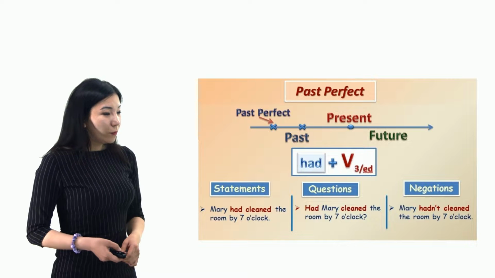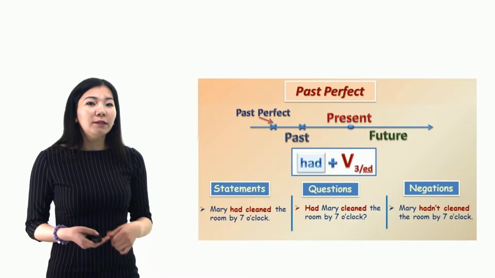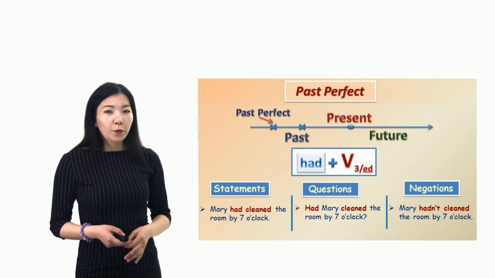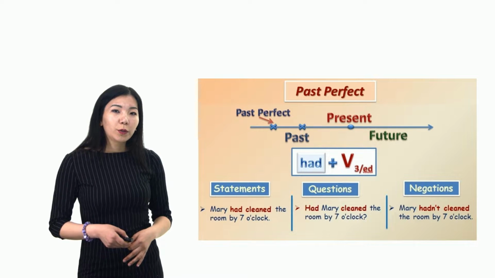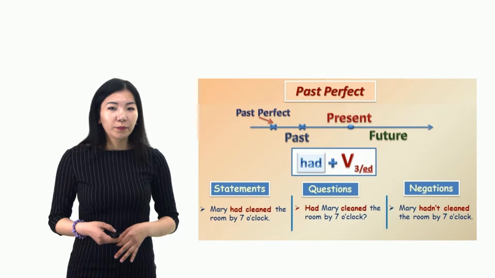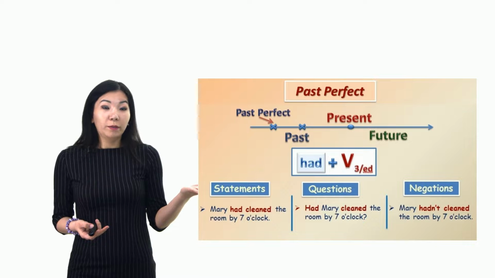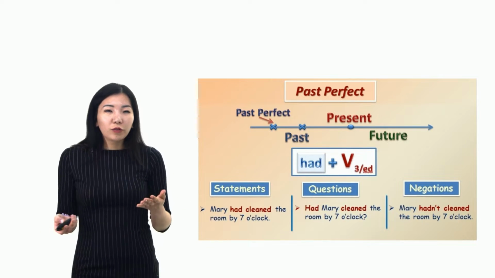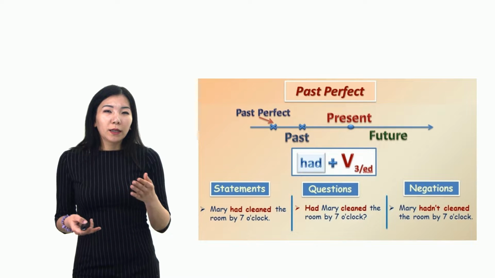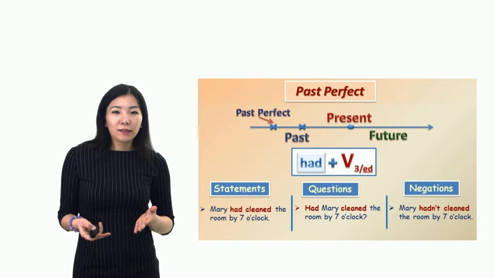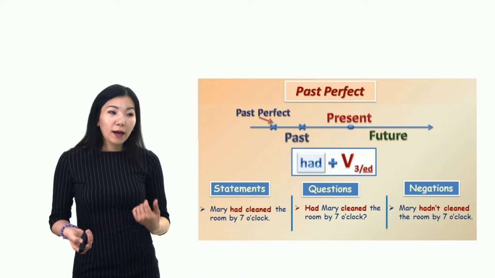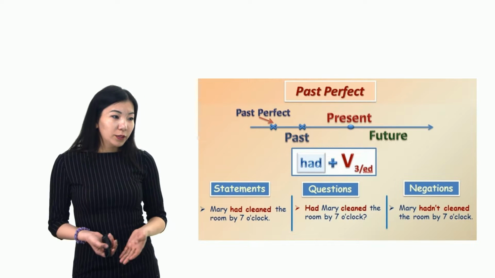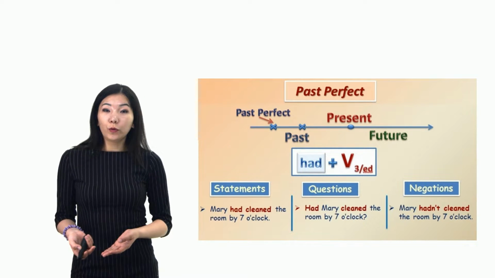The negative form of the past perfect is subject plus the auxiliary verb had plus the negative word not followed by the past participle form of the main verb. We can also contract the auxiliary verb in the negative sentence, had not to hadn't. For instance, Mary hadn't cleaned the room by 7 o'clock.